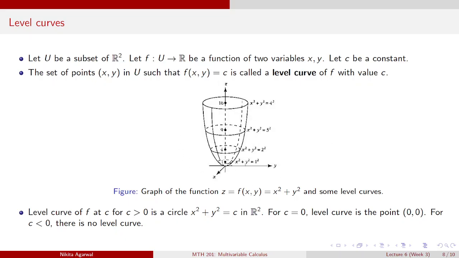It is not there on the negative side of z, because z cannot take negative values. It only takes non-negative values. So the level curve of f at c for c greater than 0 is a circle. For c equal to 0 it's a point, and for c less than 0 it's empty. There is no level curve that you get.